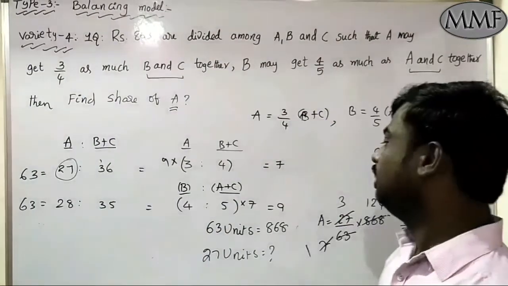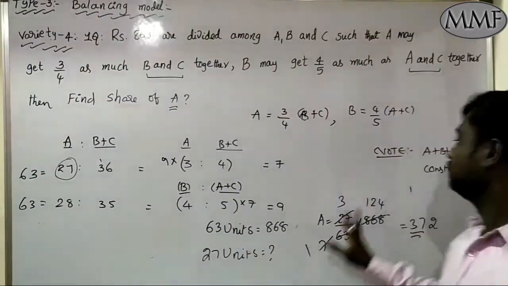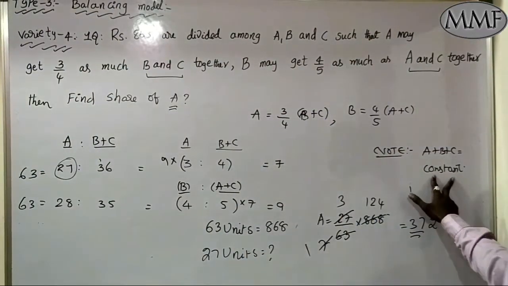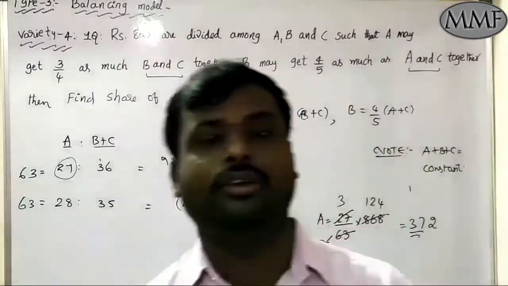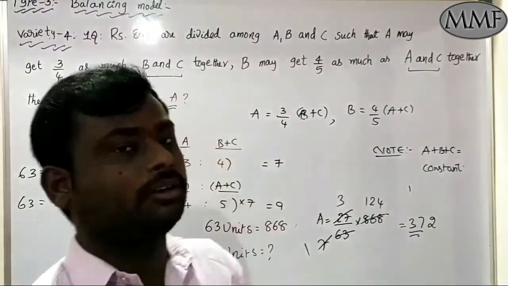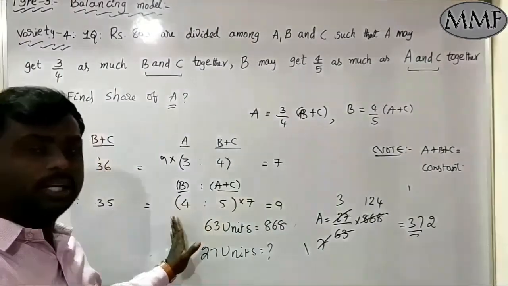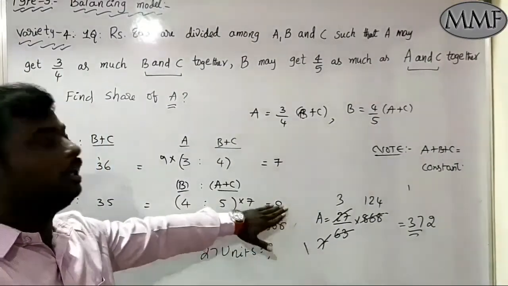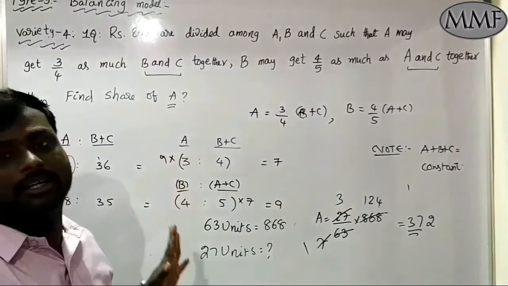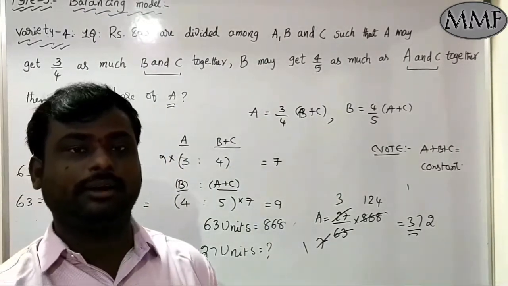Once again I will repeat. Here the only notable thing is that A plus B plus C must be constant. If you want to get that constant, the sum of the first ratio is multiplied with the second ratio, and the sum of the second ratio is multiplied with the first ratio. There ends the matter. Then you can get the answer easily.